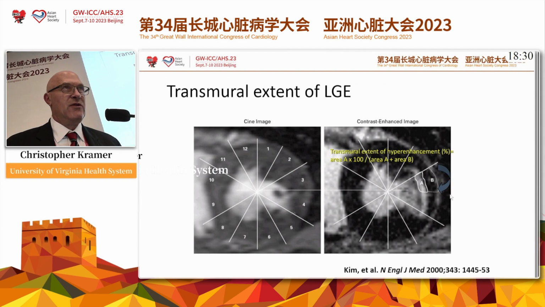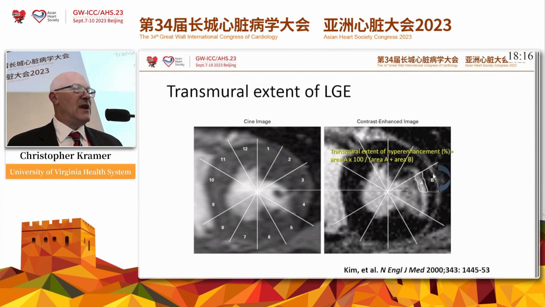And for the first time, because of the spatial resolution of CMR, we can assess the transmurality within a segment. For example, in this segment, the transmural area is area A divided by area A plus B, or about 40% of the transmural extent of the myocardium in that segment.